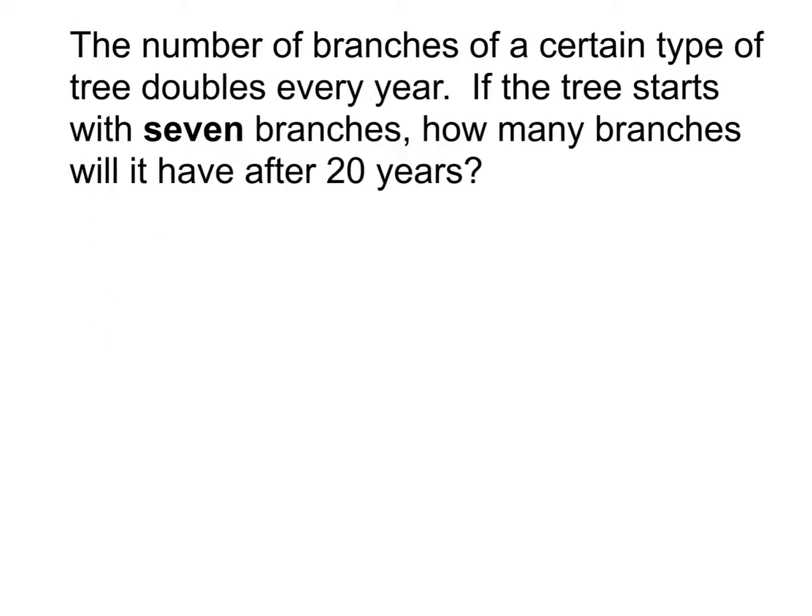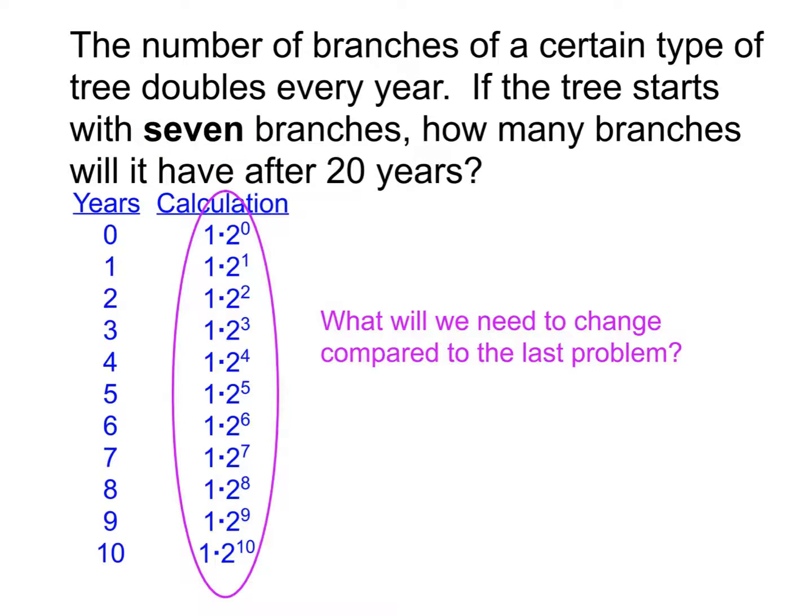Next up, we're going to vary that last problem just a little bit and see how that would affect our equation. This is the exact same problem as what we just did, except they were starting with 7 branches instead of starting with 1 branch. Otherwise, this problem's the same. So the question then is, how would I write that equation? Well, let's take a look back at the work that we did last time first.